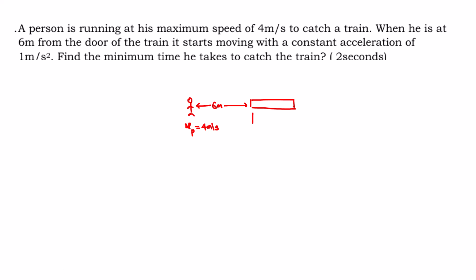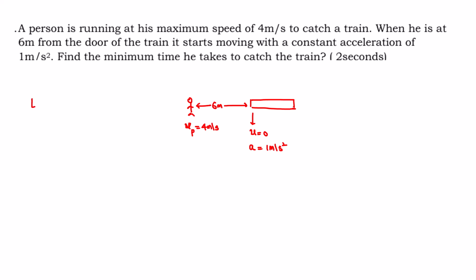Since the train starts moving, that means it is starting from rest, so initial velocity is 0. It is moving with an acceleration of 1 meter per second square. So what is the minimum time in order to catch the train?